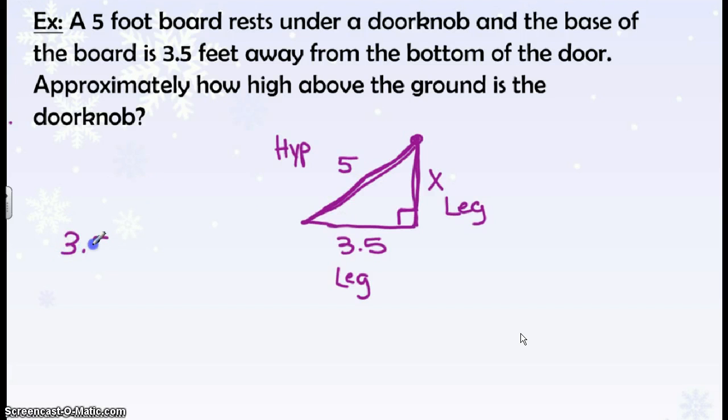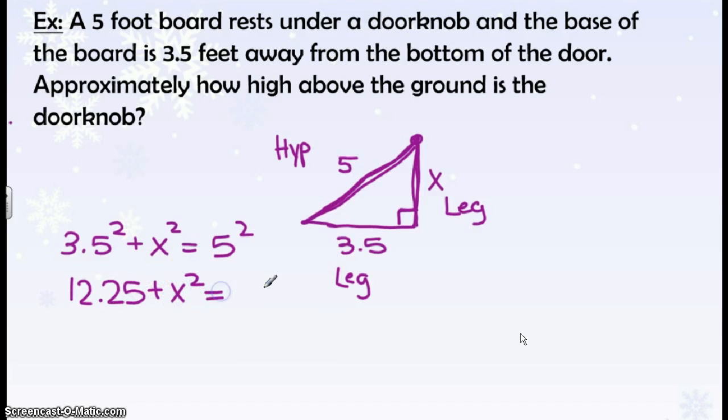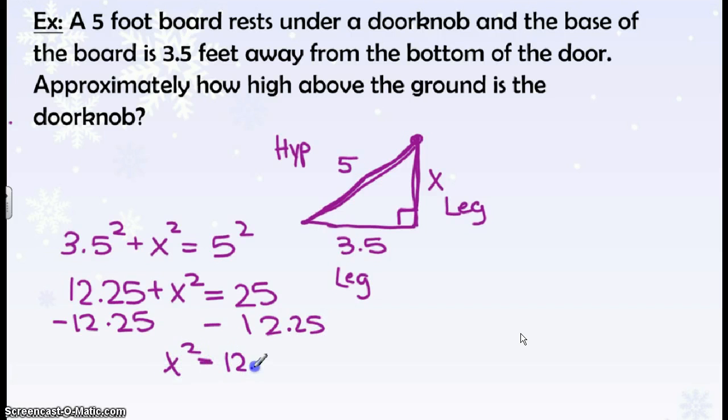So our leg squared, 3.5 squared, plus our other leg squared, x squared, equals our hypotenuse squared, which would be 5 squared. So 3.5 squared is 12.25. Nicely done. No calculator needed. So 12.25 plus x squared equals, I think I can do this one, 25. I need to solve for my x squared or get my x isolated, so I need to subtract 12.25 to the other side. And I get x squared equals 12.75.